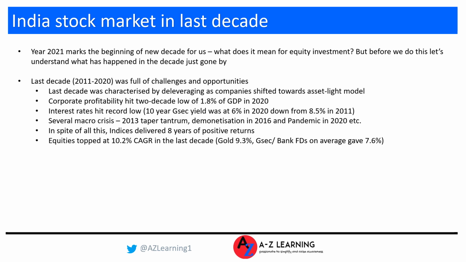Equities as an asset class also topped in spite of all these crises, in spite of the 2020 pandemic. Equities delivered a 10.2% compounded annual growth rate in the last decade, which was the best amongst other comparable asset classes like gold, which was only 9.3%, bank FDs and government securities. So debt delivered on average only about 7.6%, but equities stood at 10.2%, which was the best.